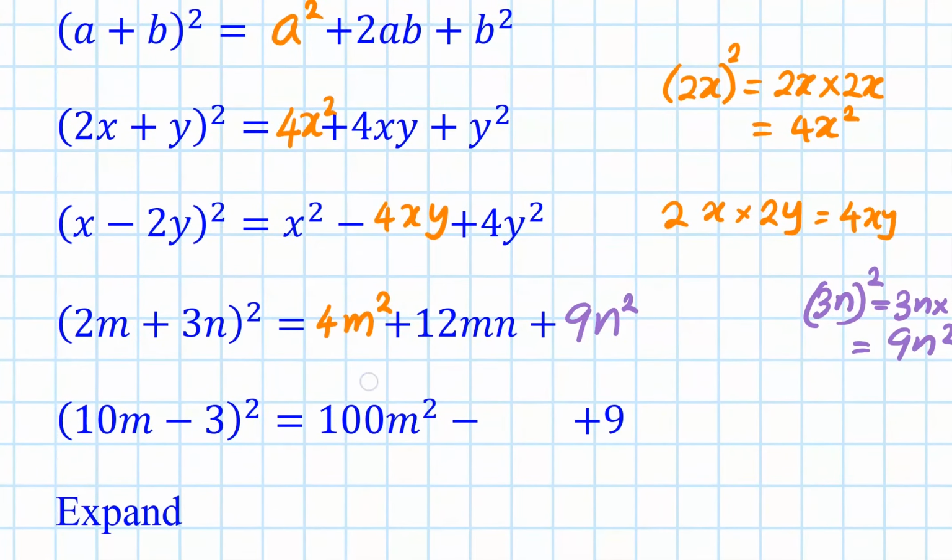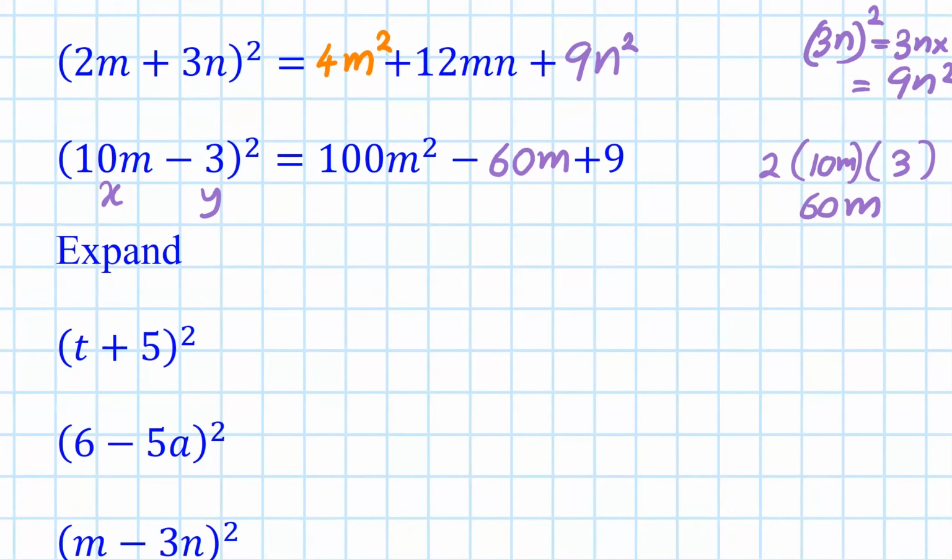Well, the next one, our x is 10m and y is 3. We have twice x times y. That's what we write. So x is 10m, y is 3. 2 times 10, 20, times 3, 60. 60m. Hence we have 60m here. And 3 squared at the end, which is the number 9, already written.